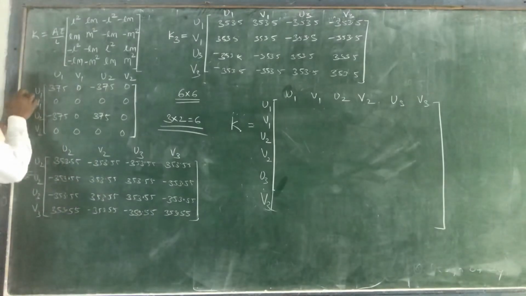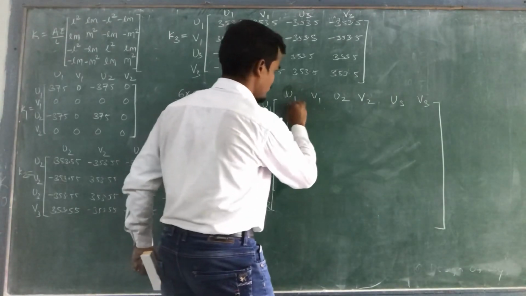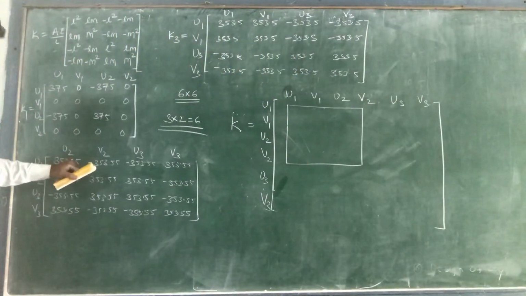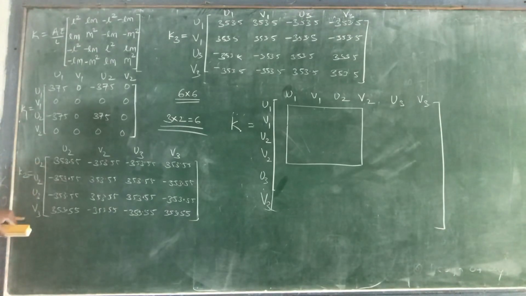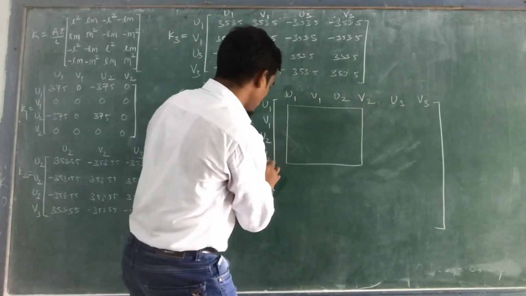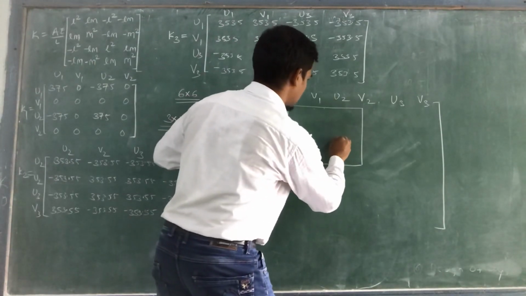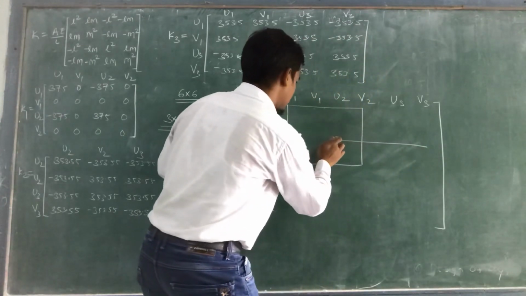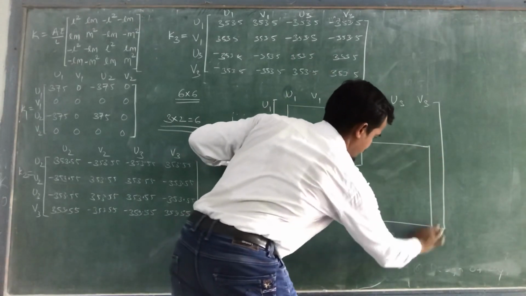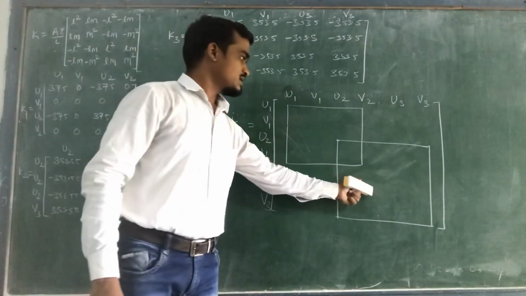So first element connectivity is what? U1, V1, U2, V2. So you need to write down this matrix there. The second element connectivity is U2, V2, U3, V3. So from this and from this second one, it will start from this point and it will end at this point. So you need to write down this second element stiffness matrix over this square.